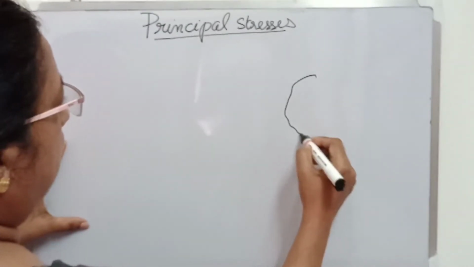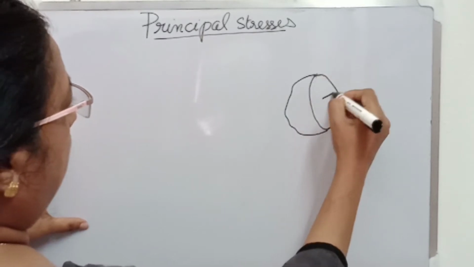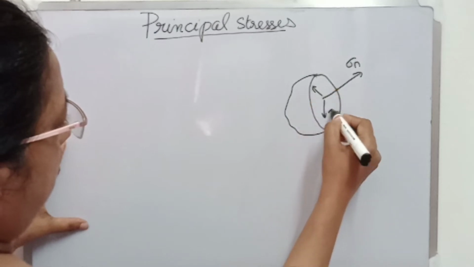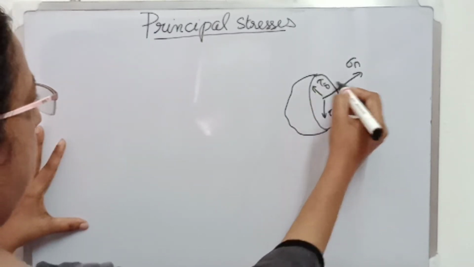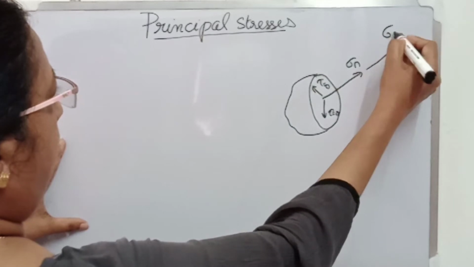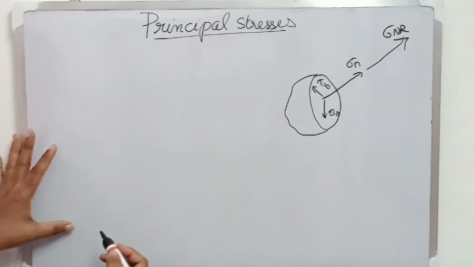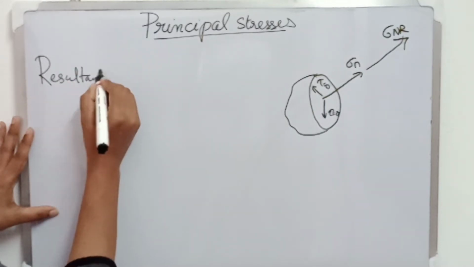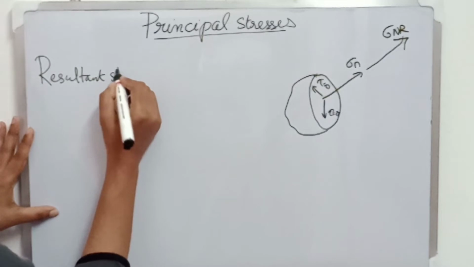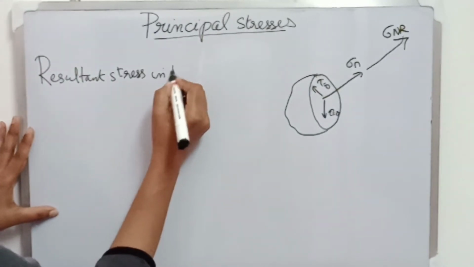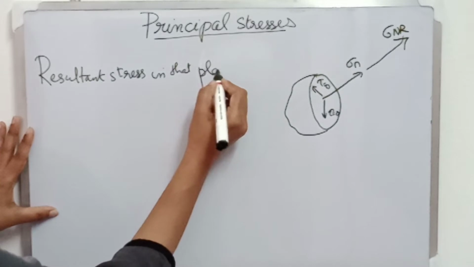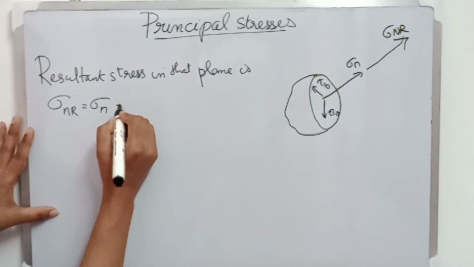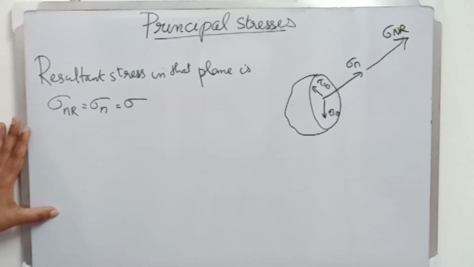Now let us consider a solid body sectioned at a plane, and let us assume that plane is a principal plane. That means there is only normal stress, and all the shear components, that is tau, in all the directions will be zero. So the resultant normal stress also will be equal to sigma n. So let us write resultant stress, and usually we denote it using sigma nr. So the resultant stress in that plane, sigma nr, let it be equal to sigma n, and let us denote it using simple sigma.